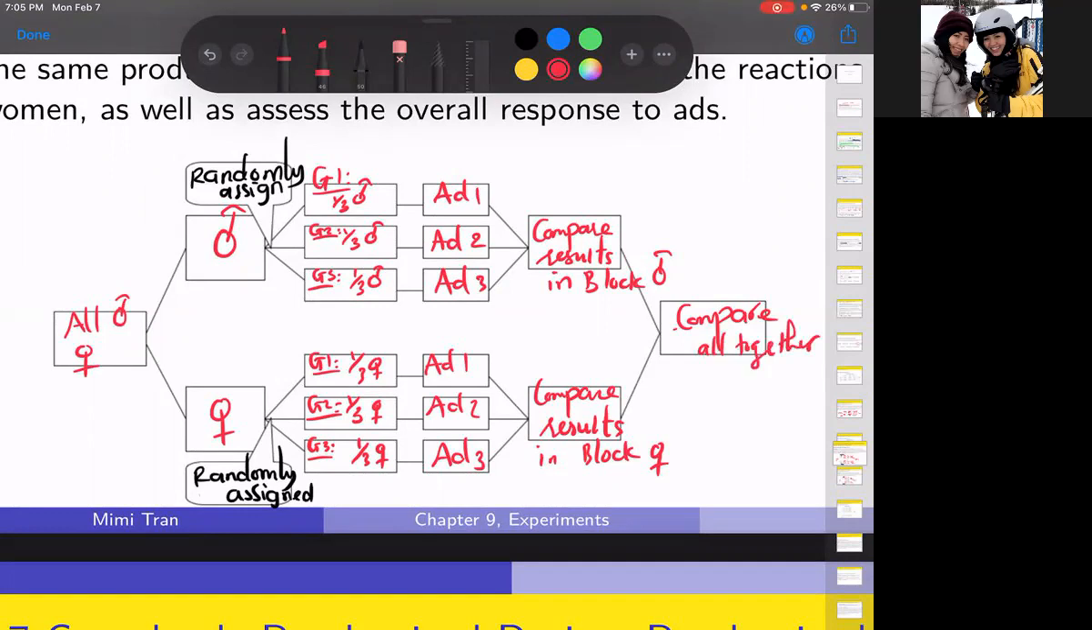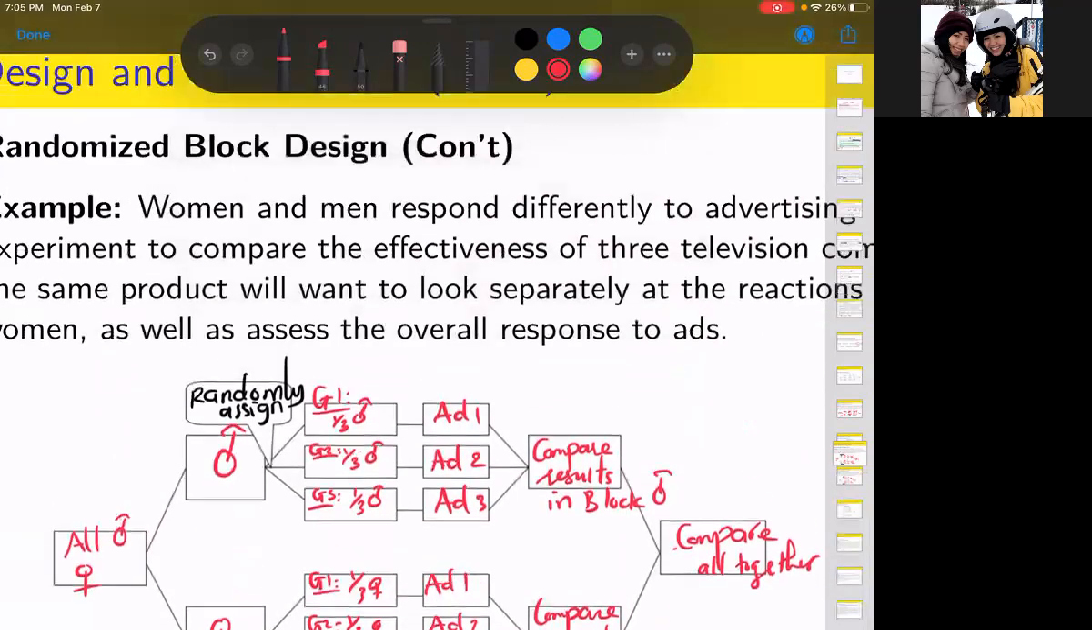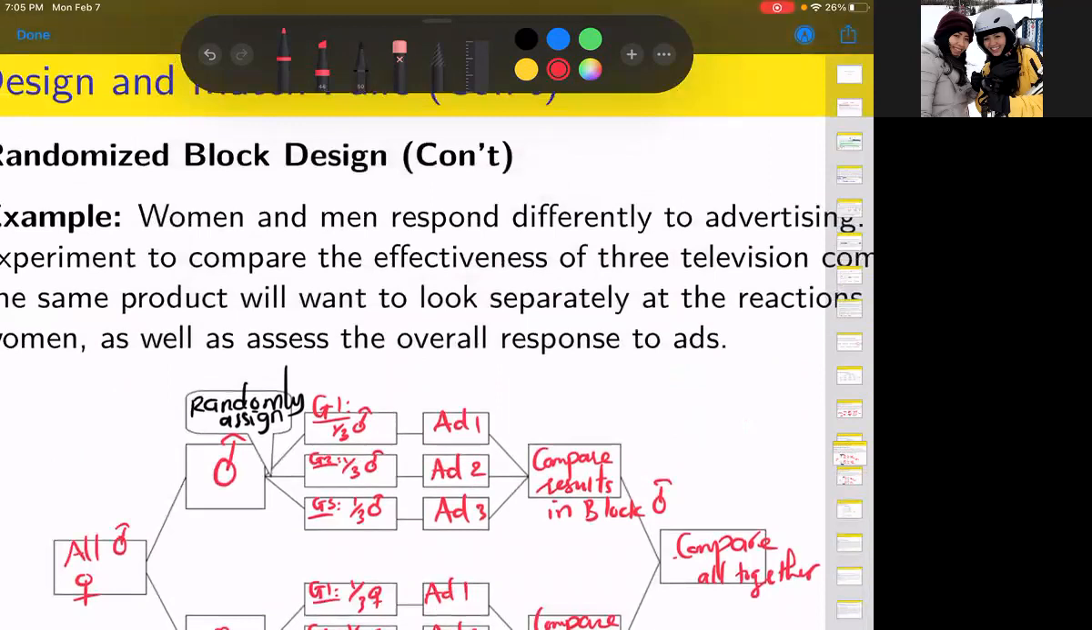Expect something like this on the exam. I'll just pick one. I'm not going to make you do all 3 types. So if on the exam you see women, men, that's block design.